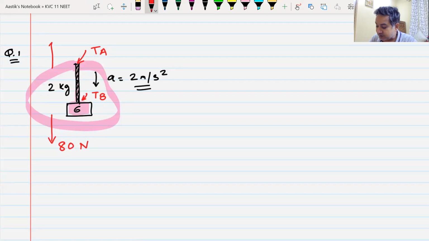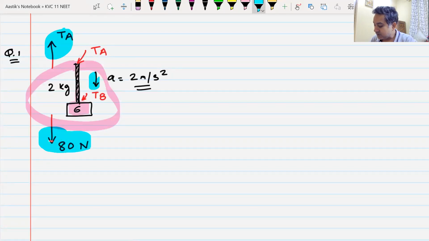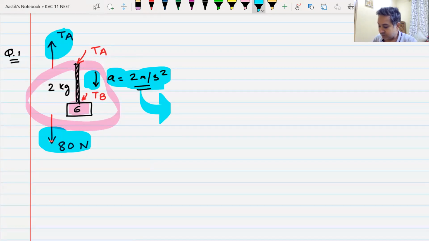Then the tension in the string, tension at point A, is upwards. Tension is upwards. Weight is downwards. And this is moving downwards. So what will be the equation?